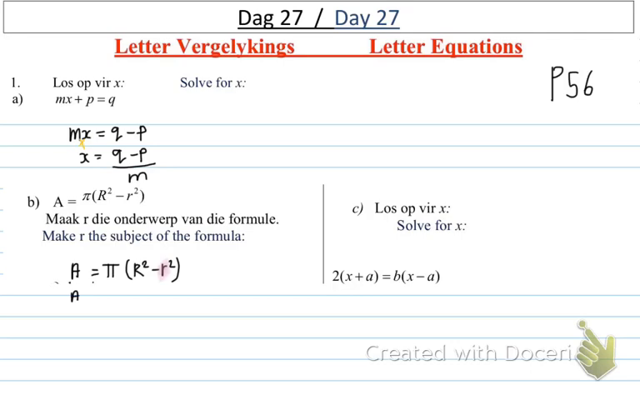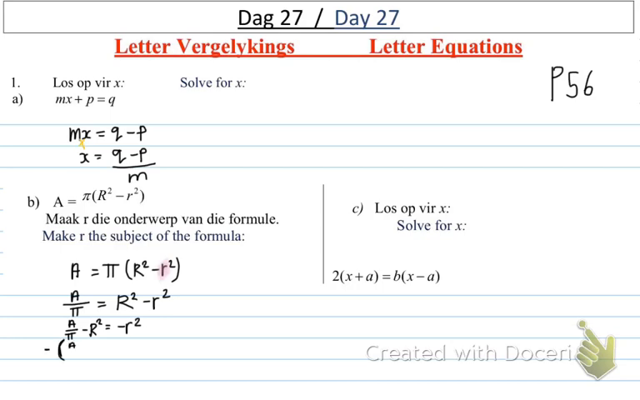First I'm going to get rid of the pi. A over pi, because it was multiplied on the other side, so I divide by pi on this side, is equal to capital R squared minus r squared. Now to get rid of the capital R squared, I'm going to minus it on the other side. I have A over pi minus capital R squared is equal to negative little r squared.